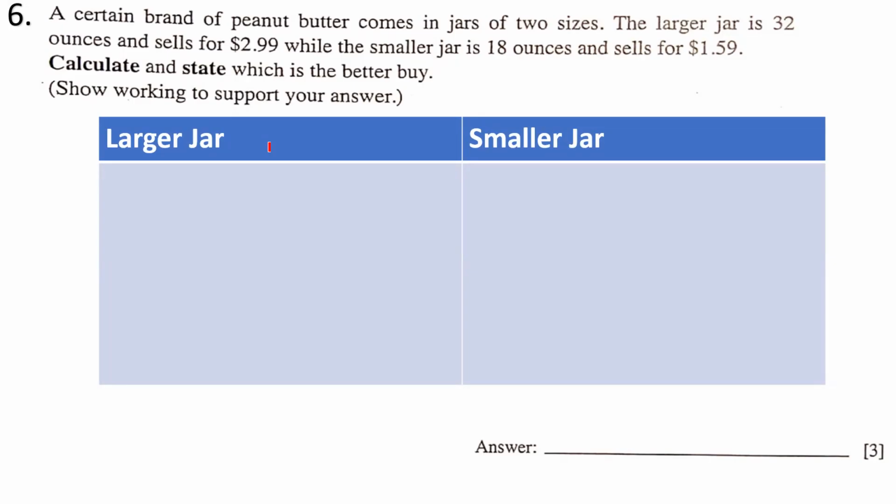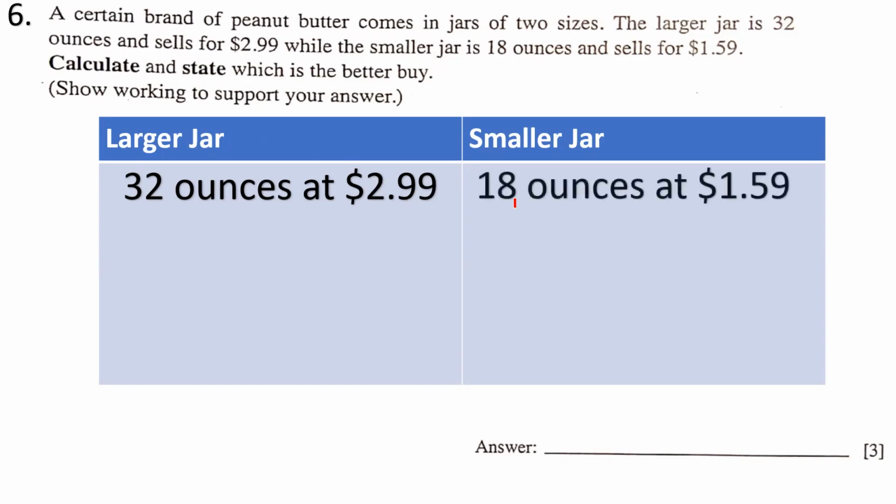All right. So that's what we basically mean in this context. Which one costs less? The 32 ounces, you get 32 ounces for $2.99. That's for the larger jar. And for the smaller jar, you get 18 ounces for $1.59. Which one is the better buy?